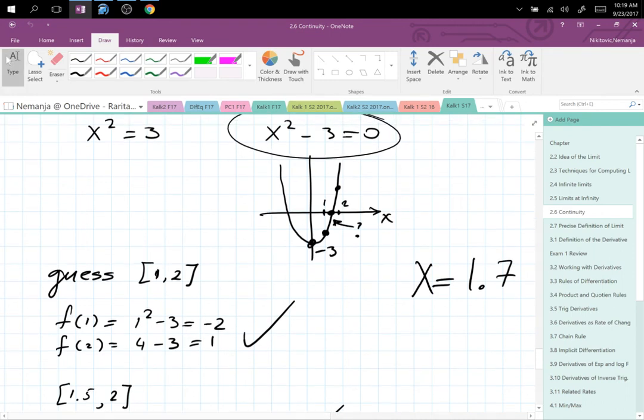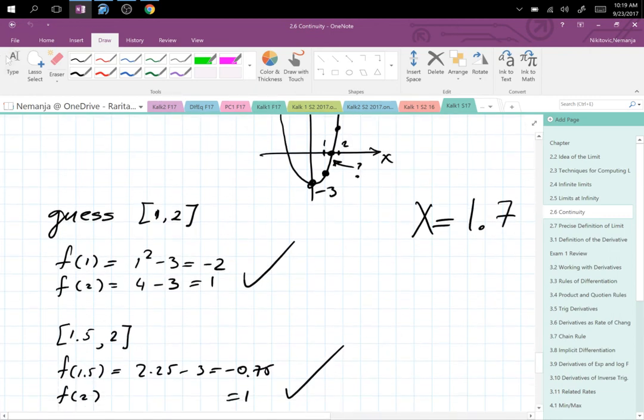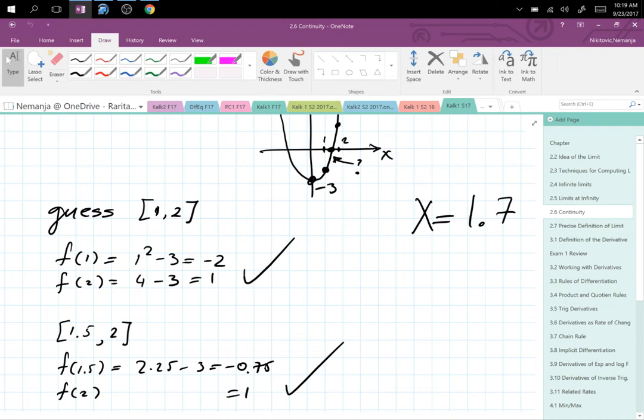I want to solve x squared minus 3 equals 0. That was the equation. As you can see, I guessed that the answer will be somewhere between 1 and 2. I computed at 1 and 2 and found that one is negative, one is positive, which means that because the solution crosses 0, the answer is definitely between these two numbers. Then I replaced 1 with 1.5. I'm cutting the interval in half, and when I computed the endpoints, look what happened. One is negative, one is positive, confirming that the solution is between those two numbers now.